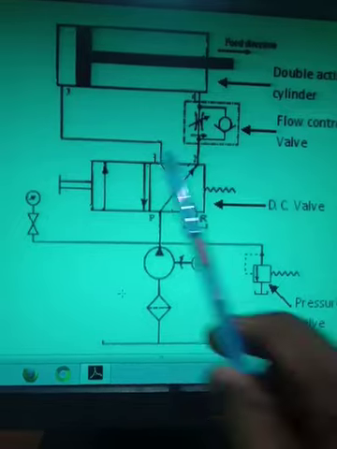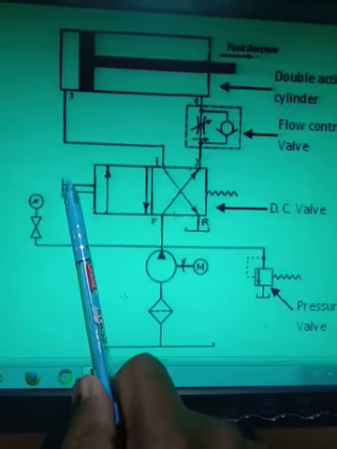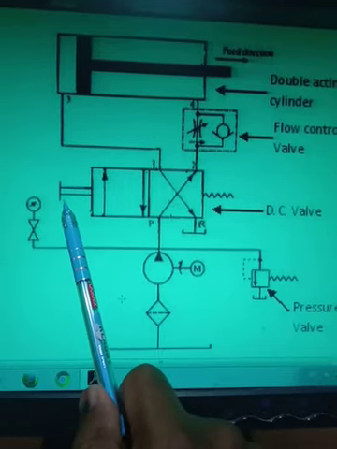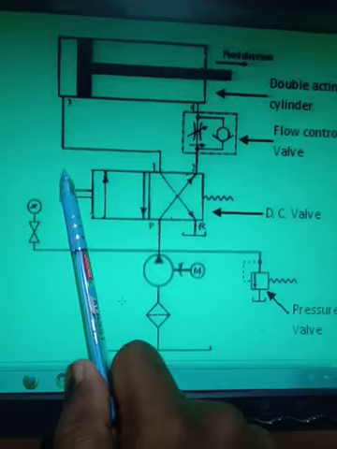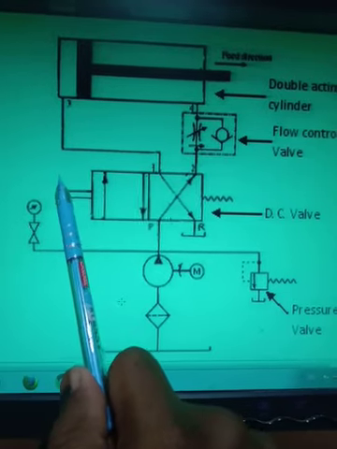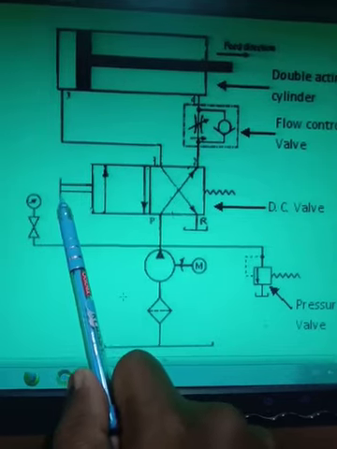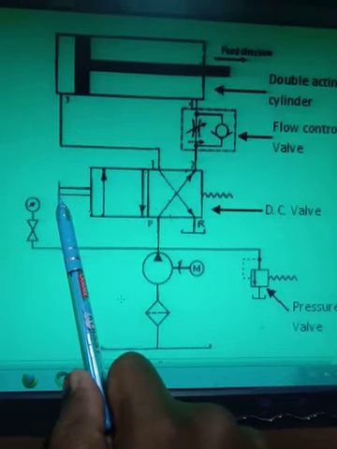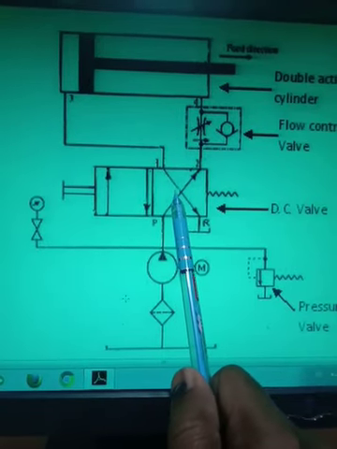Now there is a time to change the direction of the direction control valve. Now I operate the lever. Whatever may be here, a push button will be there, a lever will be there, a foot operated lever will be there, a solenoid coil will be there. This can be operated by the hydraulic line, this can be operated by pneumatic, whatever means I am using. Now I change the position of the direction control valve, and suppose this is the second position.